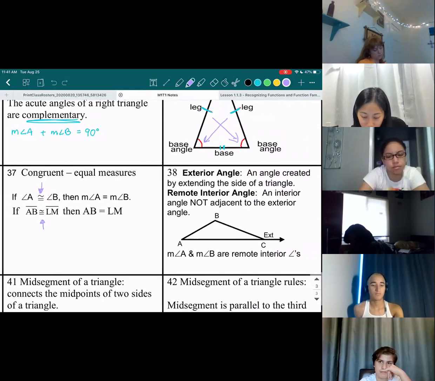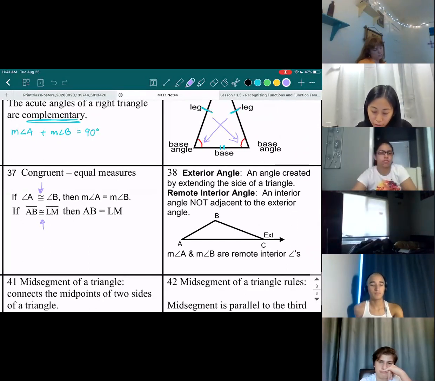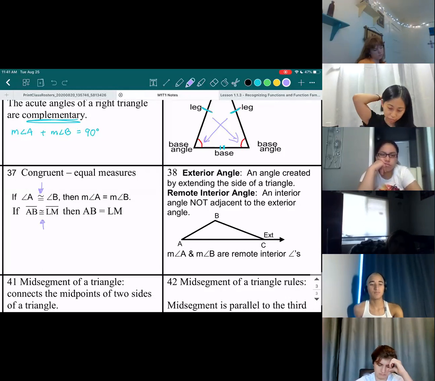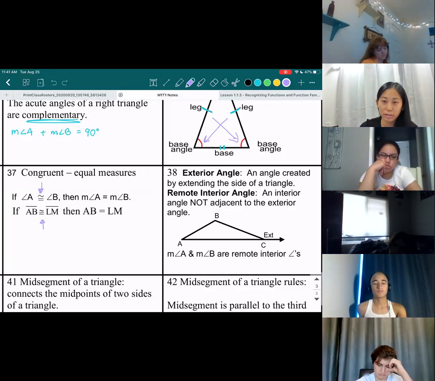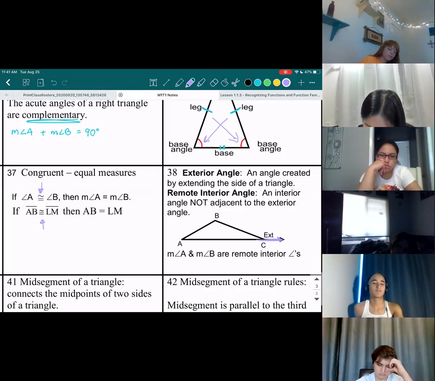All right, an exterior angle is an angle created by extending the side of a triangle. And a remote interior angle is an interior angle not adjacent to the exterior angle. So, for example, if we took this side and extended it outwards, then over here, the EXT, that is your exterior angle.